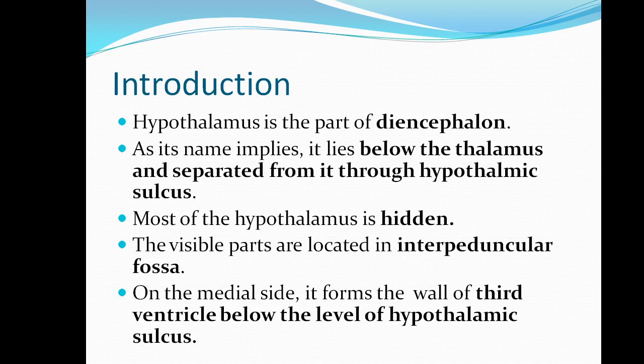Hypothalamus is the part of diencephalon. As its name implies, it lies below the thalamus and is separated from it by the hypothalamic sulcus. Most of the hypothalamus is hidden. The visible parts are located in the interpeduncular fossa. On the medial side, it forms a wall of the third ventricle below the level of the hypothalamic sulcus.